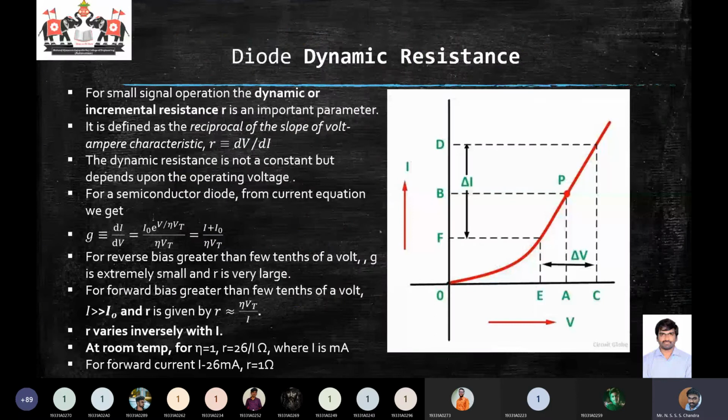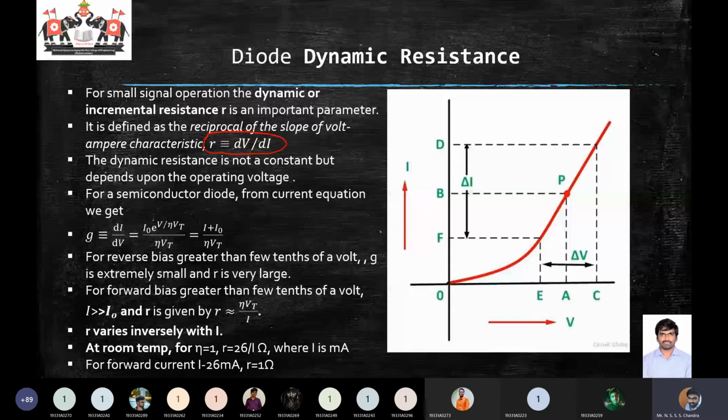And then the next topic we are seeing is dynamic resistance, diode dynamic resistance. Earlier, we took only one operating point, and from the operating point we directly wrote V by I and got the resistance. But for small signal operation we may consider another parameter called dynamic resistance or incremental resistance. As the term incremental resistance suggests, we are finding the incremental change in voltage when there's a small change in current. So R is equal to dV by dI.